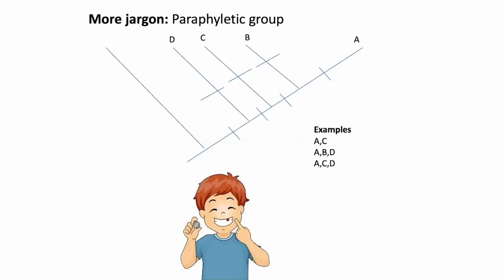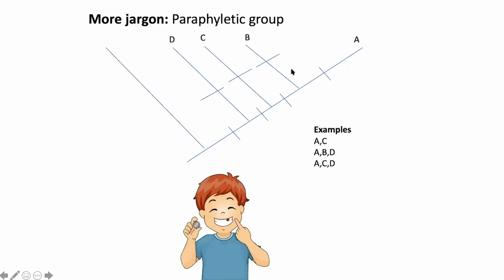And so here are examples of paraphyletic groups. Like I said, A and C are an example because it doesn't include B. A, B, and D would be an example because it doesn't include C. A, C, and D would be an example because it doesn't include B.